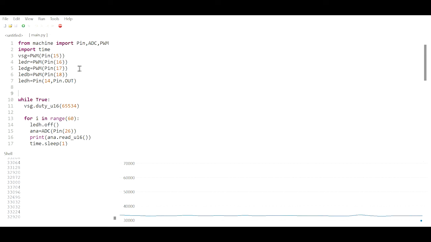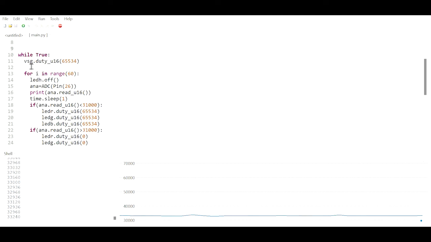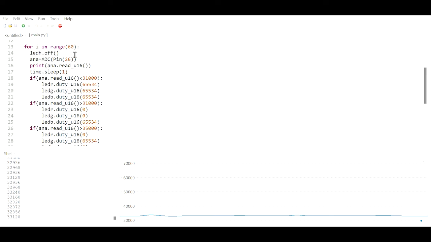I have connected one RGB LED at the output to indicate different levels of pollution. LED H is the LED which indicates that we are in the 1.4 volts phase or the 5 volts phase. In the loop, the first line I have written is VSG.duty 65,534. That means we are generating high voltage on pin 15, that is 3.3 volts. And we will keep that 3.3 volts for 60 seconds.